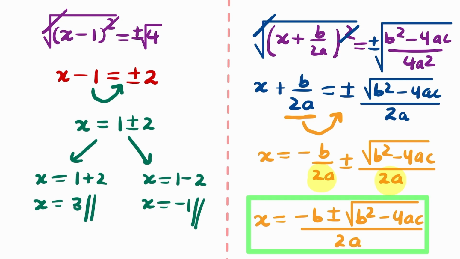So children, here what we got in the right hand side equation, x equal to negative b plus or minus square root of b squared minus 4ac over 2a, is what we call the quadratic formula. The quadratic formula is one of the three main methods of solving quadratic equations, and in the next video I will be explaining to you how to solve quadratic equations using the quadratic formula. So children, that is the end of today's video. I hope you understood how to derive the quadratic formula using completing the square method.